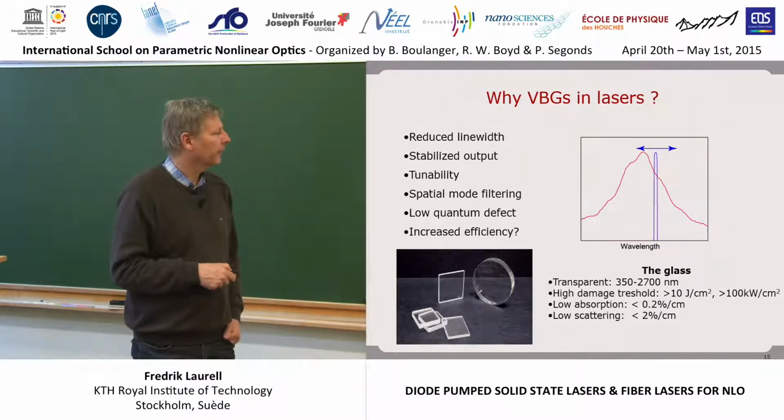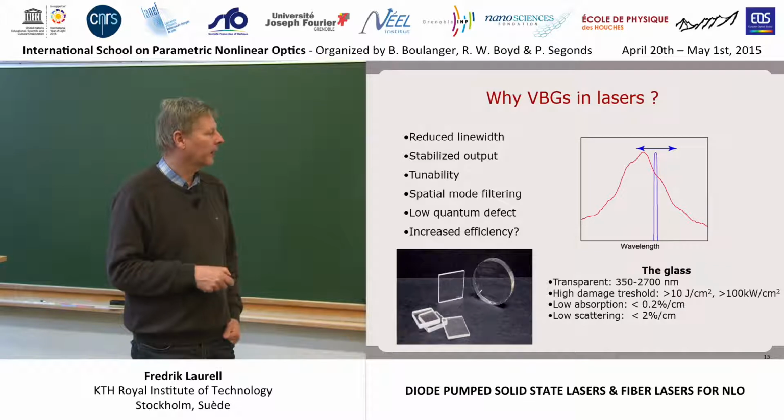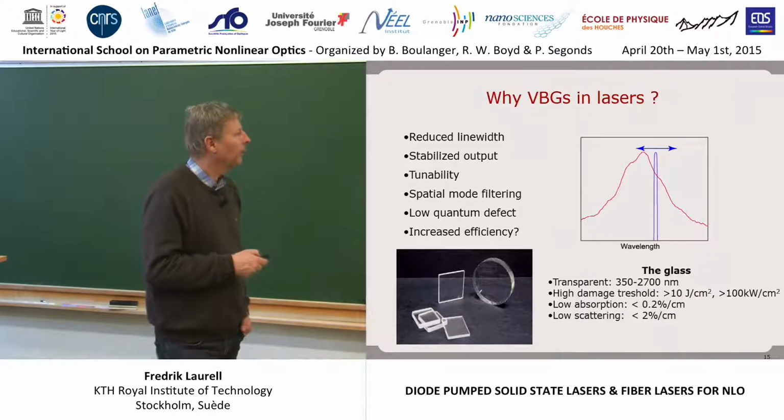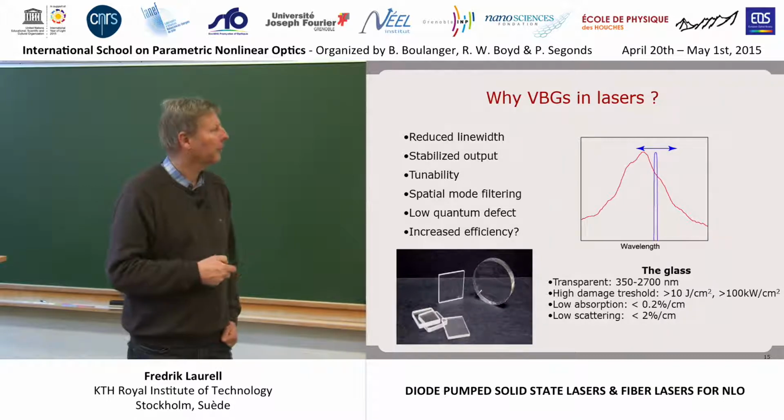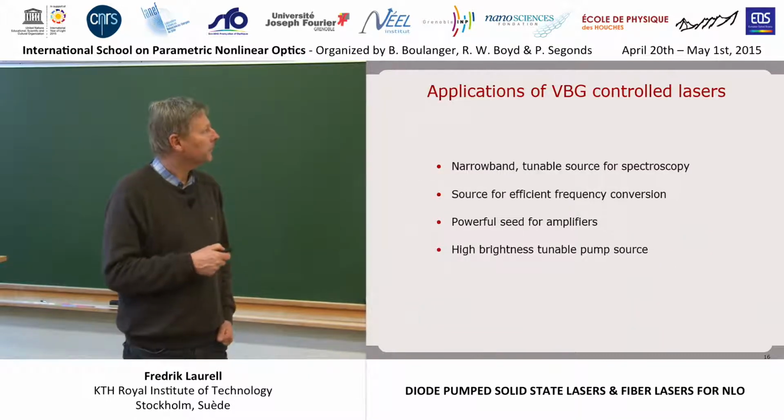The glasses that are available today go from 350 nanometers to almost 3 microns. They have a very high damage threshold, low absorption, and low scattering, so that's important. However, when we scale up, this absorption is still sometimes a problem.